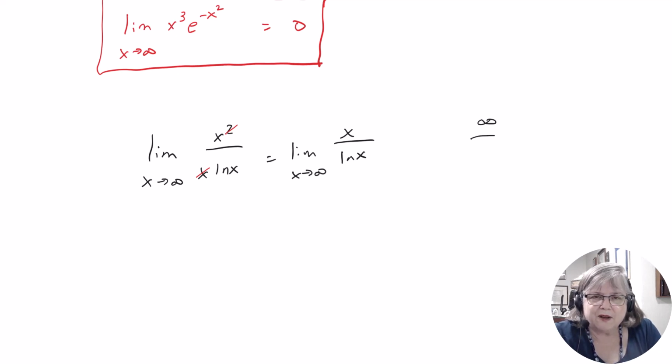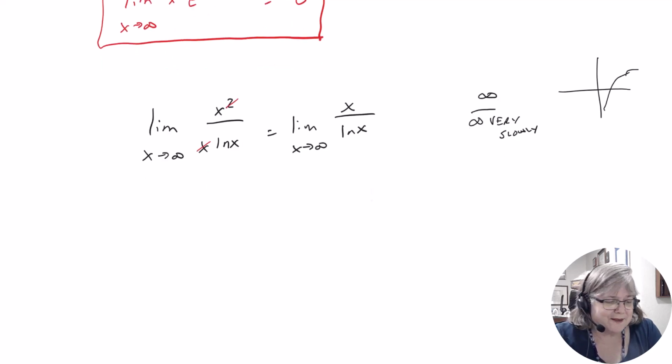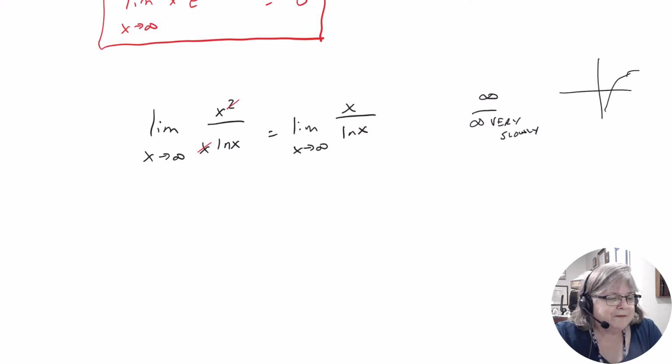The natural log function goes kind of like this. So this one is going to go off to infinity very slowly. All right, but it does get there. I mean, certainly not as slow as the other one goes. All right, so, but it is infinity over infinity, so I can use L'Hopital's rule.